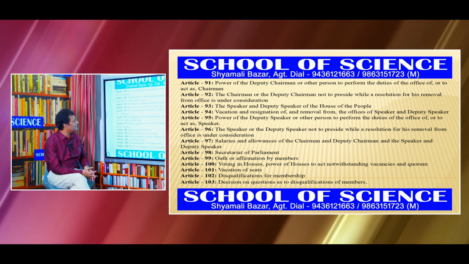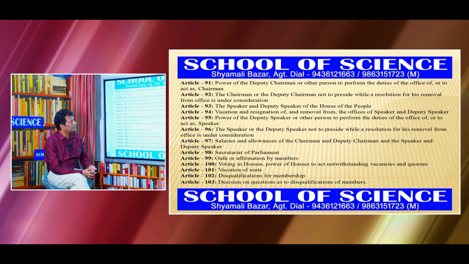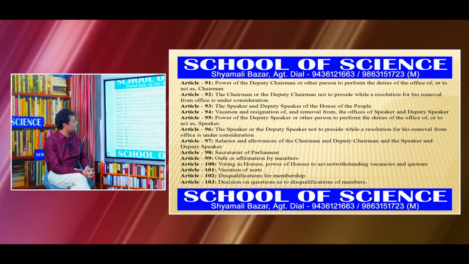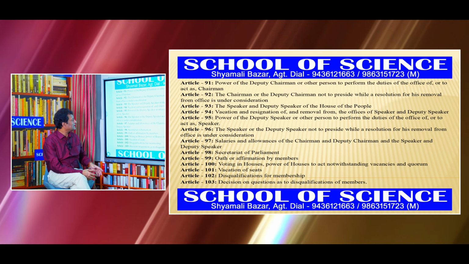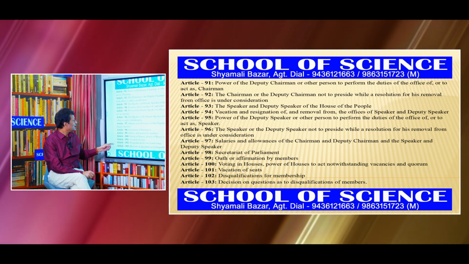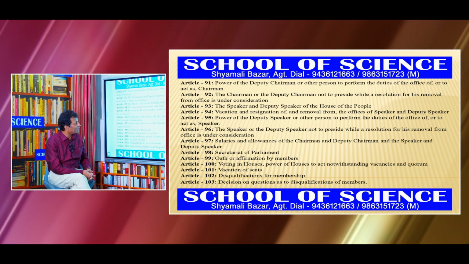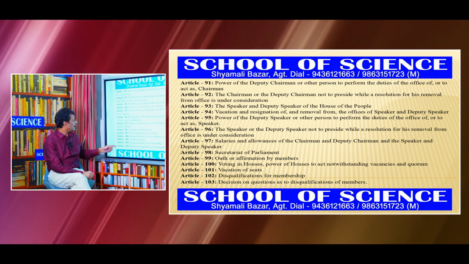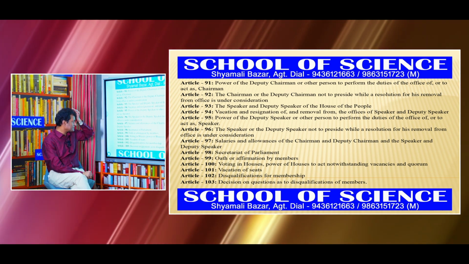Article 97 salaries and allowances of the chairman and deputy chairman and the speaker and deputy speaker. Article 98 Secretariat of Parliament. Article 99 oath or affirmation by members. Article 100 voting in houses, power of houses to act notwithstanding vacancies and quorum. Article 101 vacation of seats.